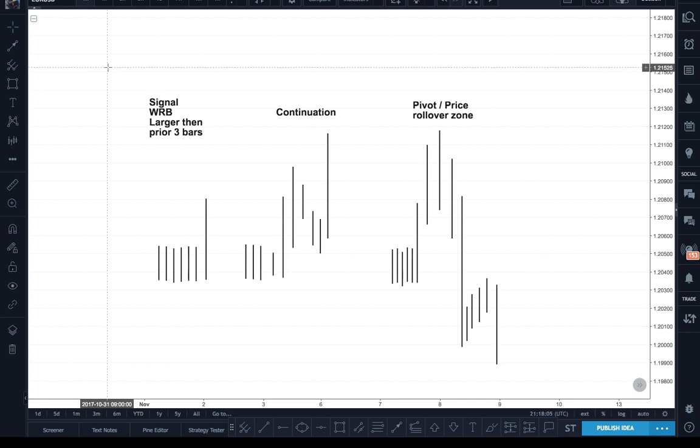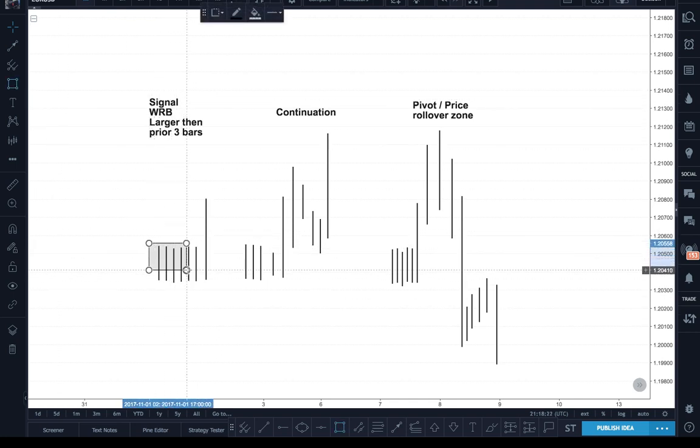Just to go through this real quickly so that I'm not wasting everybody's time. You're basically looking for a wide range bar that's larger than the previous three. Usually in a chart they stand out. You can see in this level here you have all of these little bars, and then all of a sudden you see price take off, and that's pretty much our signal bar. After that, you're looking for price to pull back. You can see an example here on the right. This would be a continuation.